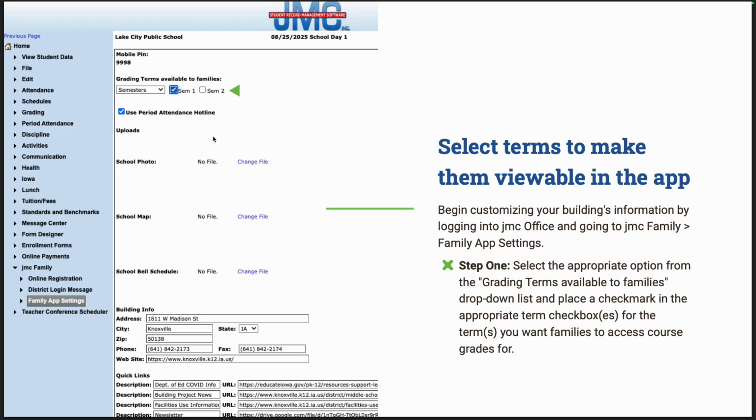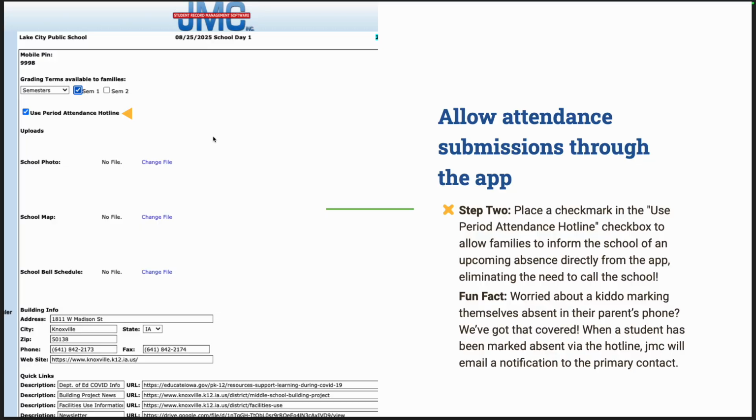So begin customizing your building's information by logging into JMC Office and going to JMC Family App Settings. Step 1, select the appropriate option from the grading terms available to families drop-down list and place a check mark in the appropriate term check box or boxes for the term or terms you want families to access course grades for.